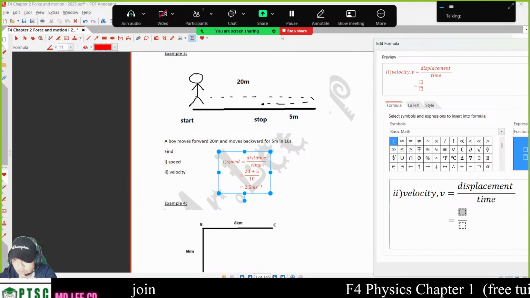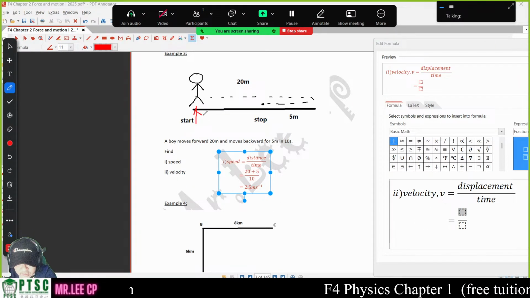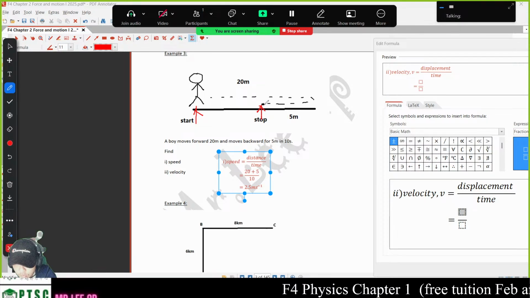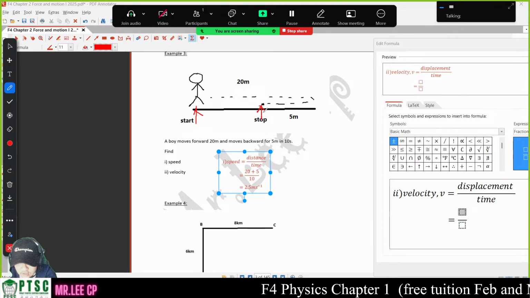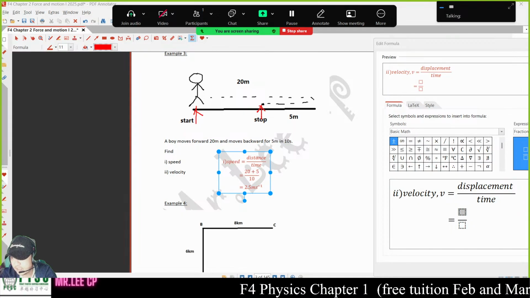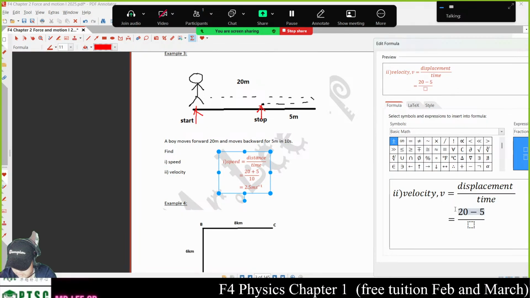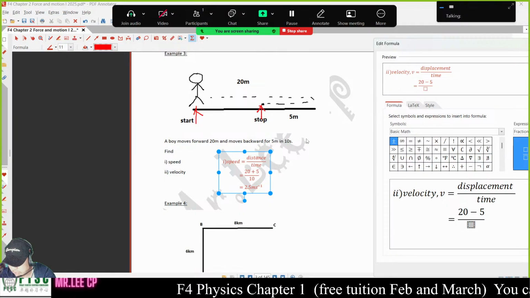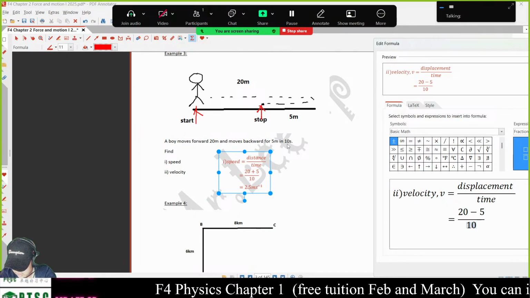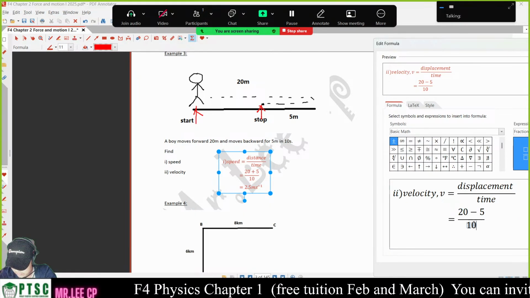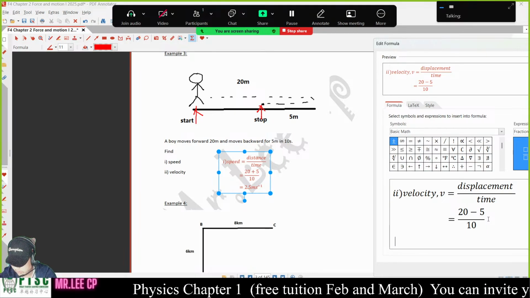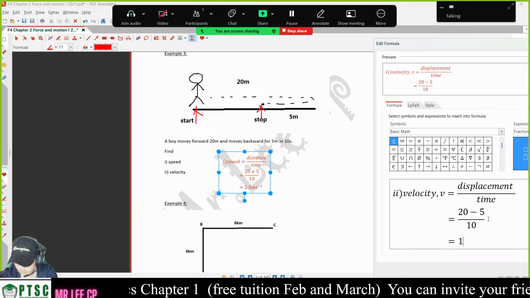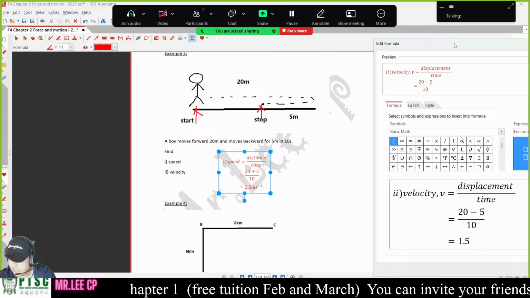Where do you start, and where do you stop? You close your eyes, I move, and then you open your eyes again. So from this one to here, it is 15. So it is 20 minus 5, just now we had done it. 20 minus 5 over the time taken, 10 seconds. So 15 divided by 10, it is 1.5. Unit is ms minus 1.